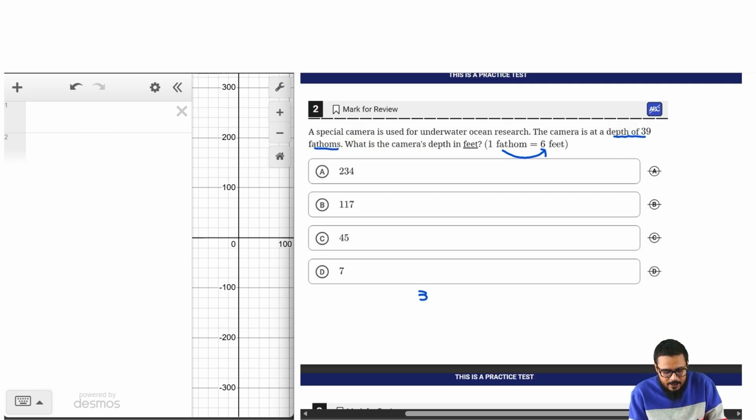So I'm going to do 39 multiplied by 6, since one fathom is equal to 6 feet. So obviously 39 fathoms would be 39 times 6 feet altogether. That would come out as 234. And that's mentioned in answer option A.